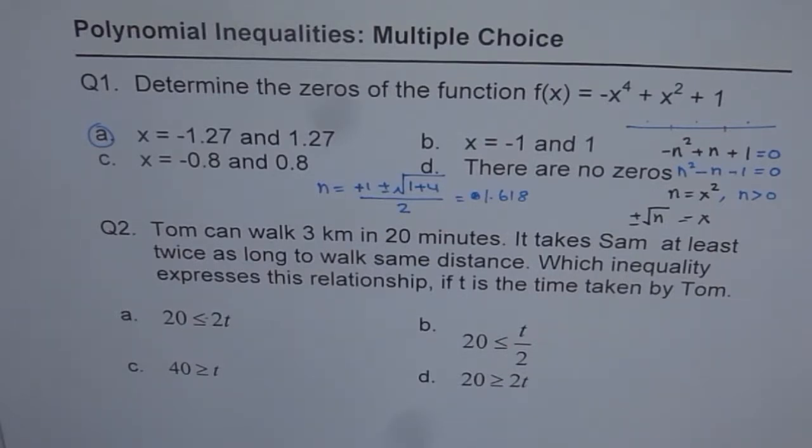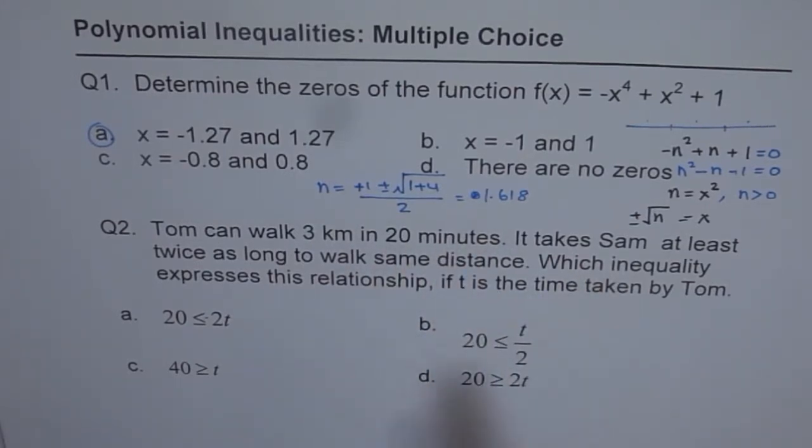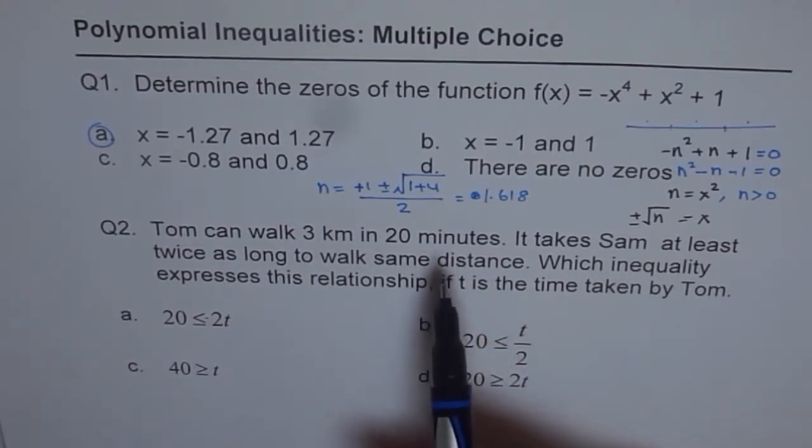Now, let's move on to question number 2. Question number 2 is: Tom can walk 3 kilometers in 20 minutes. It takes Sam at least twice as long to walk the same distance. Which inequality expresses this relationship if t is the time taken by Tom? Now, Tom can walk 3 kilometers in 20 minutes. It takes Sam at least twice as long. So at least 40. That means Sam will take more than 40 minutes. That is what you're looking for as an answer, right? So the time is more than 40 minutes for Sam.